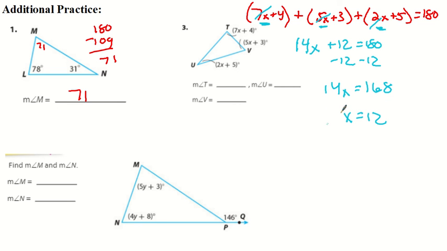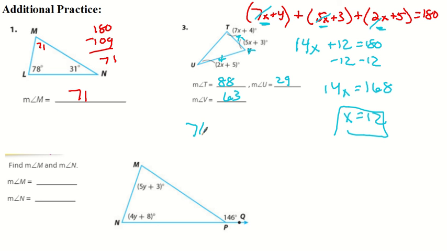Now that I know that x is 12, though, I've got to take that x equals 12 and plug it in for x in all of these to make it work. So like 2 times 12 is 24 plus 5 is 29. So angle U is a 29 degree angle. 5 times 12 is 60. 60 plus 3 is 63 degrees. So angle V is 63 degrees. 7 times 12 is 84 plus 4 is 88 degrees.